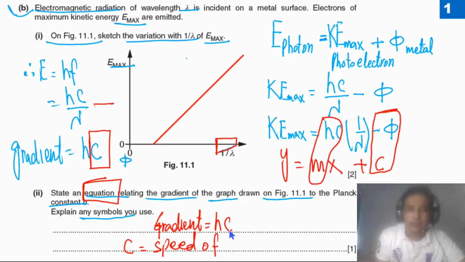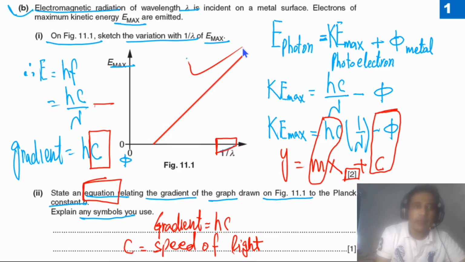You will say c is speed of light, because this is the symbol we are using other than the stated symbols in the question. So simply you need to write down this is speed of light. If you write down this one, you will get 1 mark for this part, and you will get 2 marks for this part. I hope this one is clear to you.